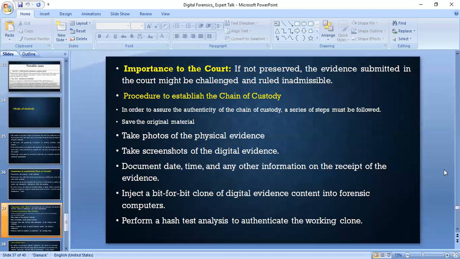The case might be solved in a day, or it might take 1 or 2 months to solve. The procedure to establish the chain of custody, in order to assure the authenticity of your chain of custody, is a series of steps we have to follow. Save the original material. Take photos of the physical evidences, take screenshots, document the date and time. Then you create the clone. A clone is a bit copy of your original document. These are the certain procedures which come under the category of chain of custody. Next.